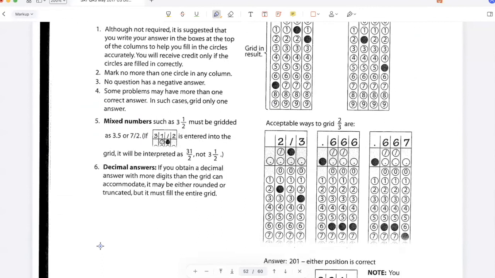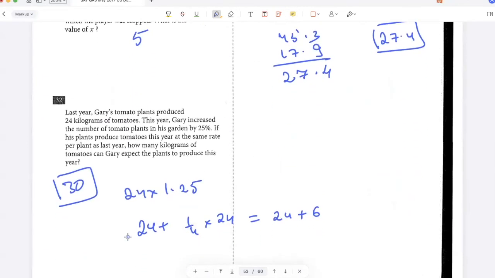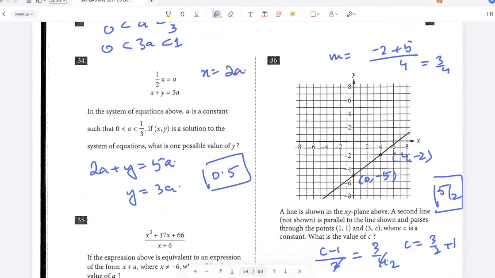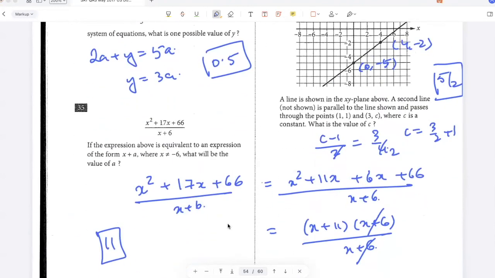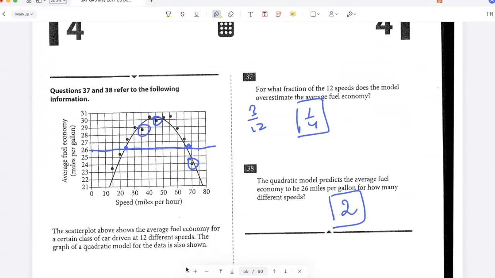Okay. Grid-ins: 31, 5; 30; 27.4; Y between 0 and 1, yeah, so 0.5; 35, 11; 2.5; 1 by 4; and 2. Okay, so we got all correct.